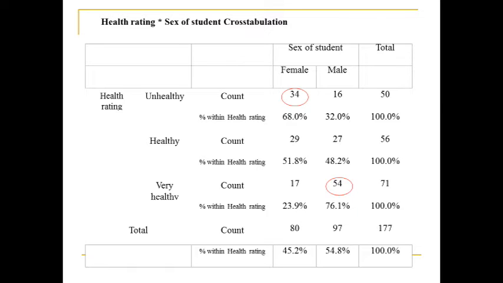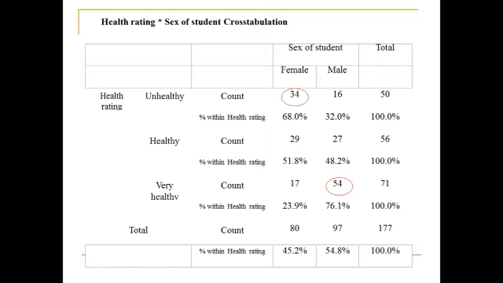One of the things that we are going to be looking at is which category is the modal category in each independent variable. That is to say, which is the most common response given by that subset of respondents. In this completely fictional example, the modal category was unhealthy for women. 34 women out of the 80 rated themselves unhealthy, whereas the modal category for men was very healthy. 54 out of the 97 men rated themselves as very healthy.